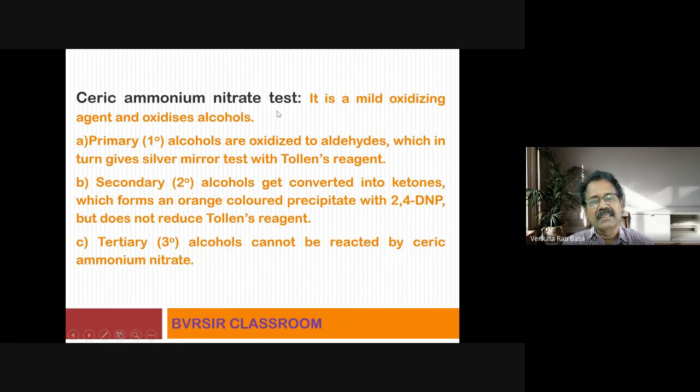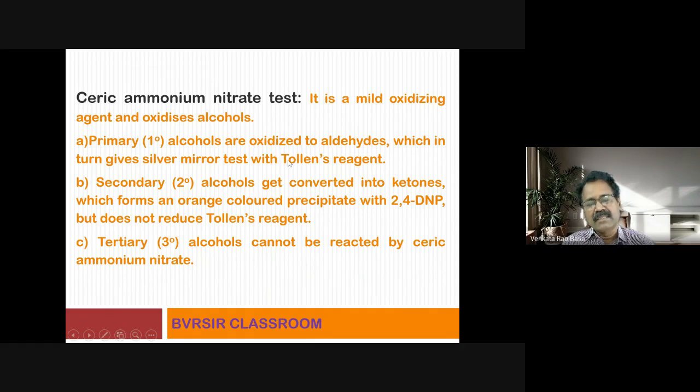Okay, it is not a very powerful oxidizing agent like KMnO4 or K2Cr2O7. It is a mild oxidizing agent. Since it is a mild oxidizing agent, it oxidizes alcohols to a certain extent only. For example, you observe this one. Primary alcohols are oxidized to aldehydes, which in turn give the silver mirror test with Tollens reagent. Ammoniacal silver nitrate is called Tollens reagent.